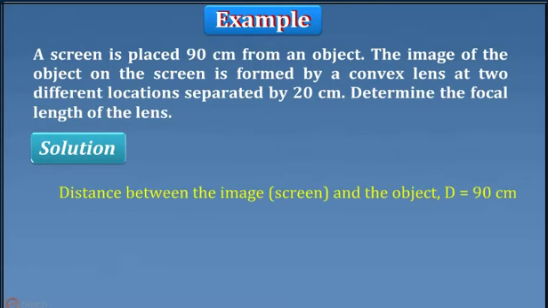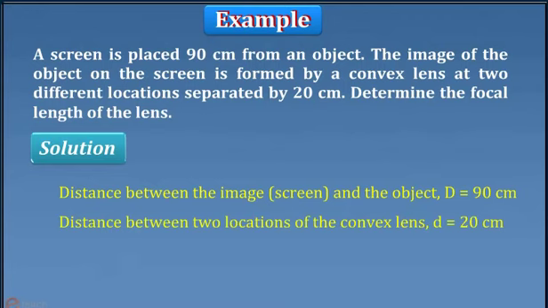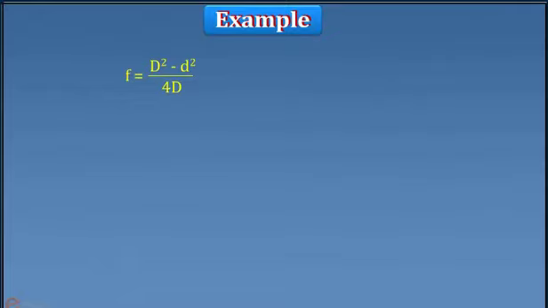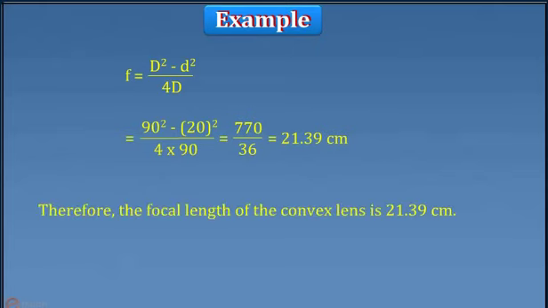Distance between the image, that is screen, and the object given by capital D equals 90 centimeters, and distance between the two locations of the convex lens given by small d equals 20 centimeters. Let the focal length of the lens be f. Focal length is related to small d and capital D as f is equal to capital D square minus small d square divided by 4D. On substituting the values of capital D and small d, we have the focal length equals 21.39 centimeters. Therefore, the focal length of the convex lens is 21.39 centimeters.